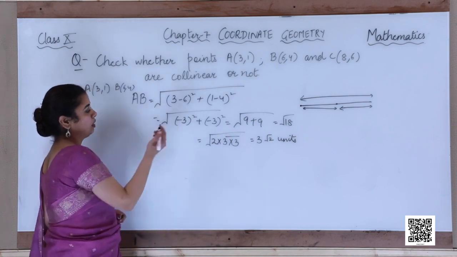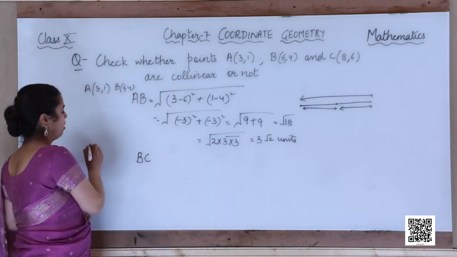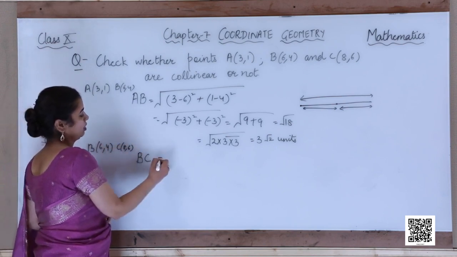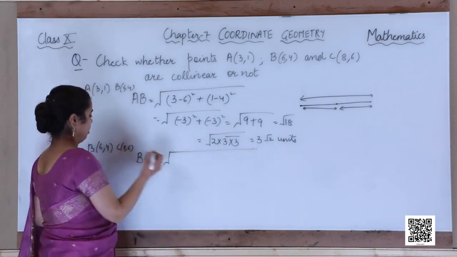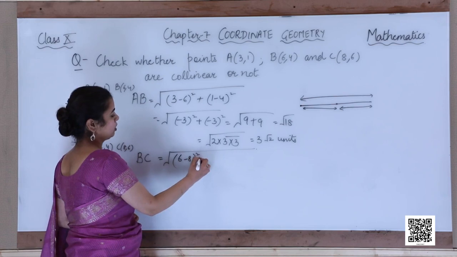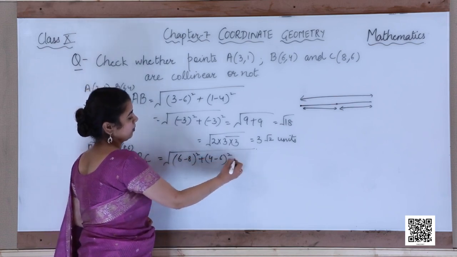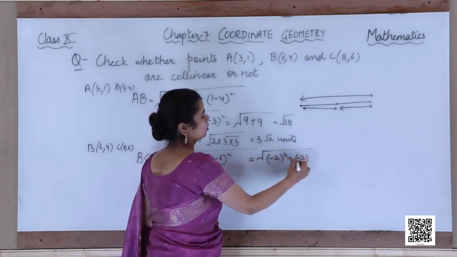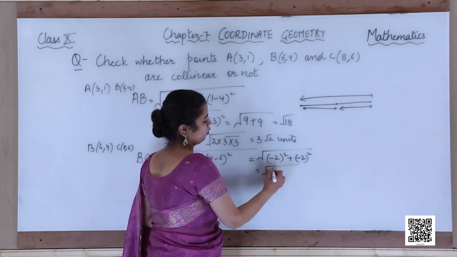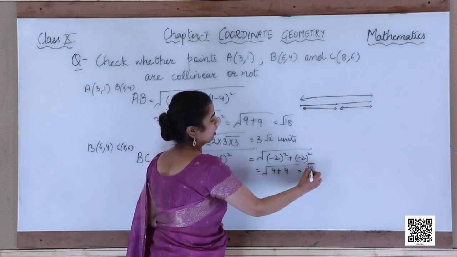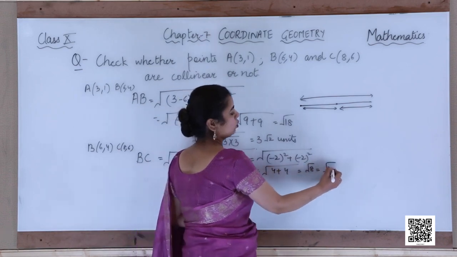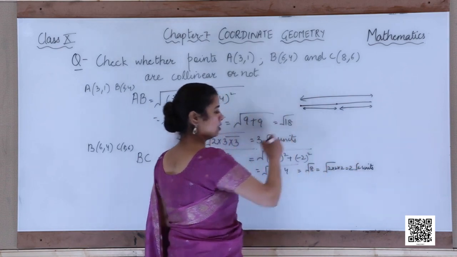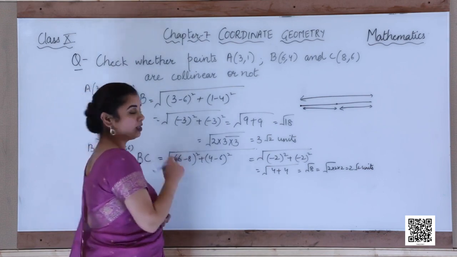Now I'll find the distance between the next 2 points, BC. B has coordinates 6, 4. C has coordinates 8, 6. So this is equal to under root of (6 minus 8) square plus (4 minus 6) square. So we get minus 2 square plus minus 2 square. That is under root 4 plus 4, under root 8. Now 8 has factors 2 into 2 into 2. So we get 2 root 2 units. So 2 distances we have found. One is 3 root 2, another is 2 root 2.